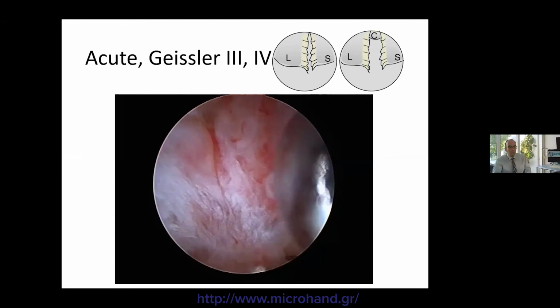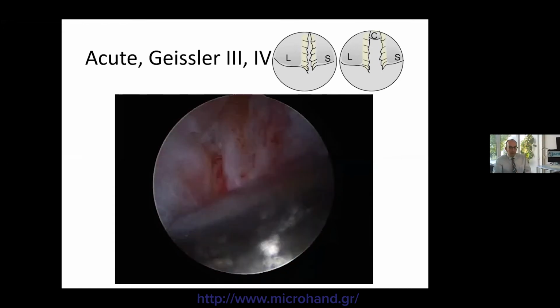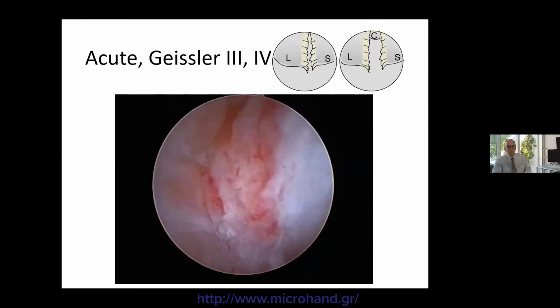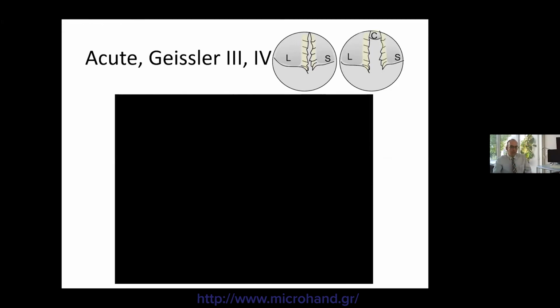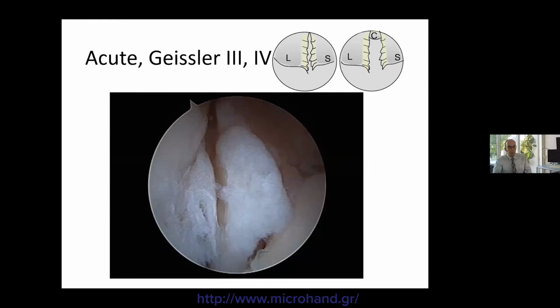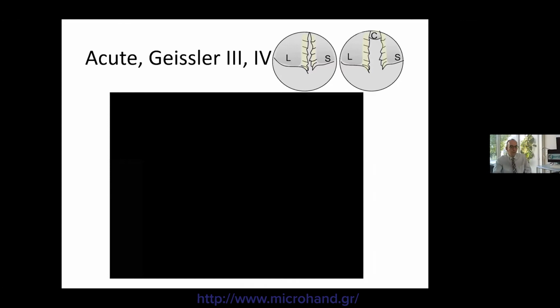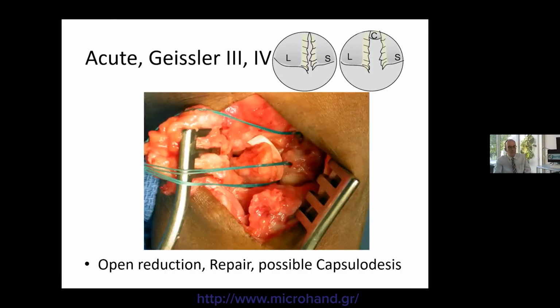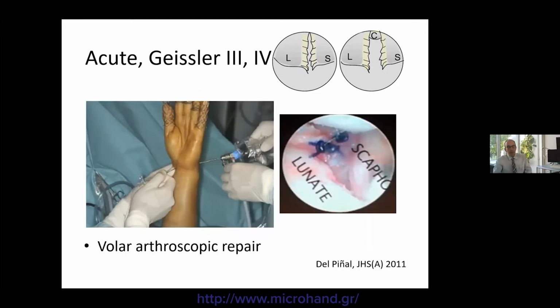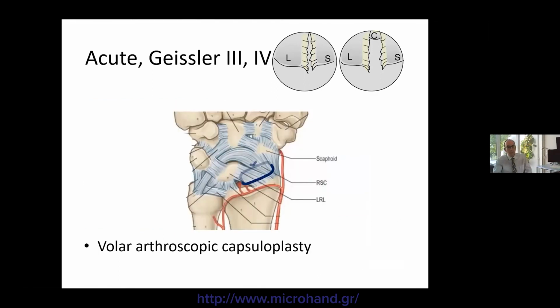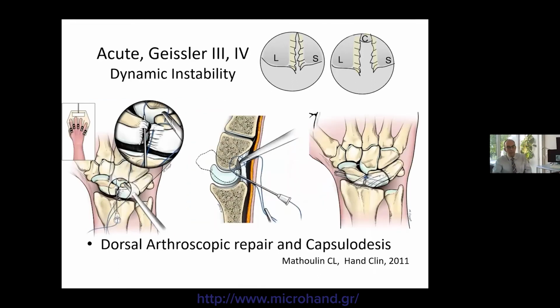Now, if you come across this kind of tear, this is a complete tear. It's a whole different animal. This is what it looks like from the mid-carpal view. The state of the art still is that you have to treat it open. Still, the gold standard is open reduction, repair, and possibly a dorsal capsulodesis. But there are attempts at arthroscopic repair, both from the volar side, or a volar capsuloplasty, and also from the dorsal side.